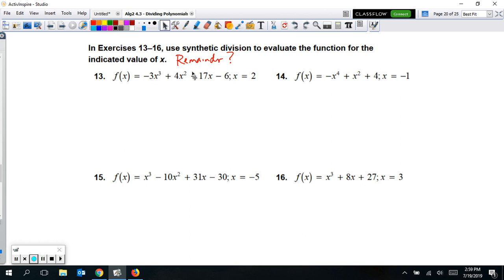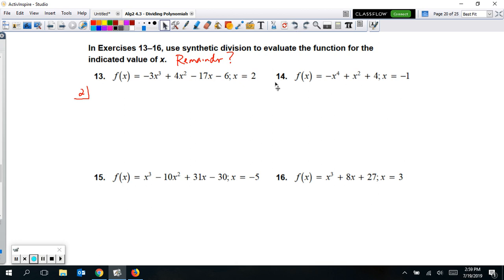Now we're trying to find the remainder when we evaluate. We don't need to write the whole answer out. We're just going to look at the remainder number, and that's our answer. So that's why I wrote that right there. You just want to say, what's the remainder? So you may want to write that down. Starting off with your multiplier, it is 2.